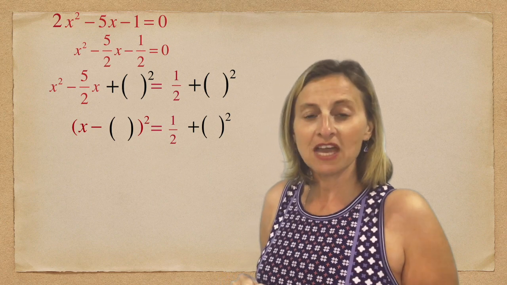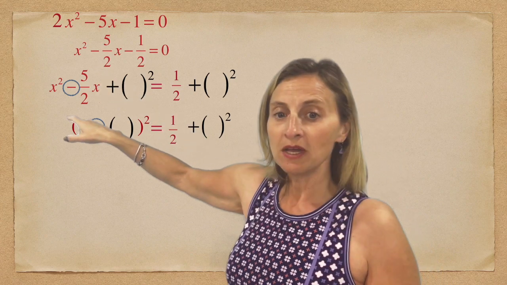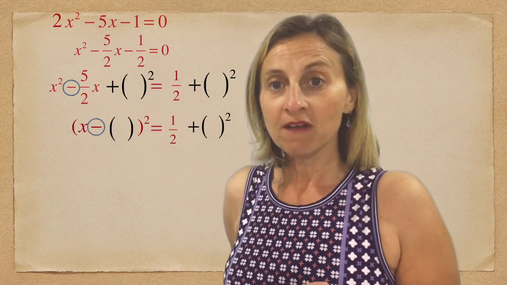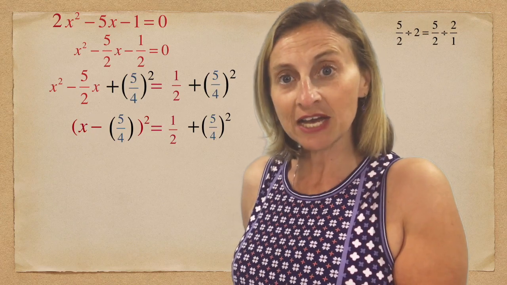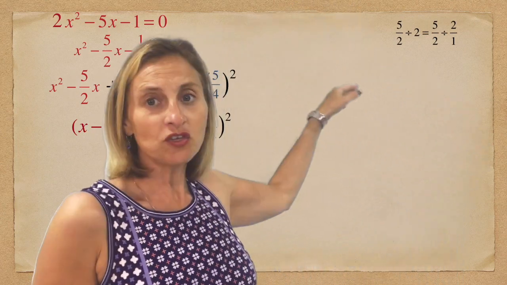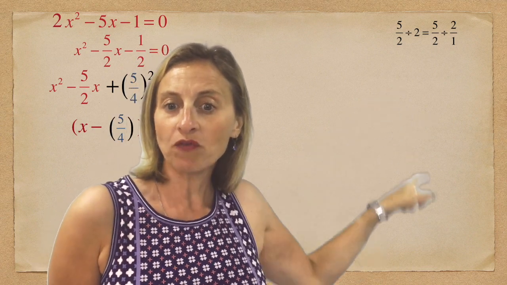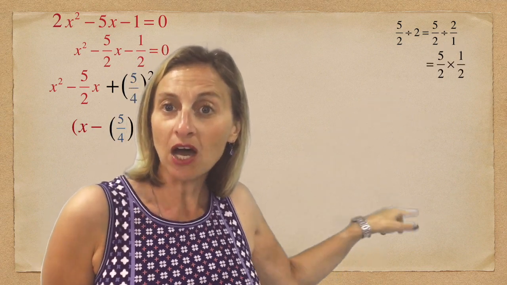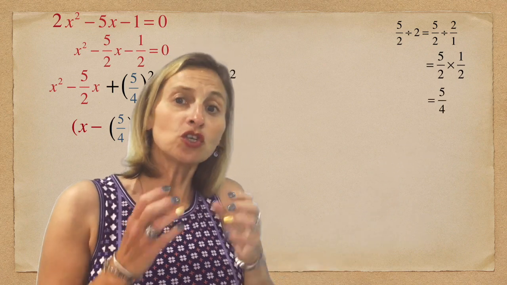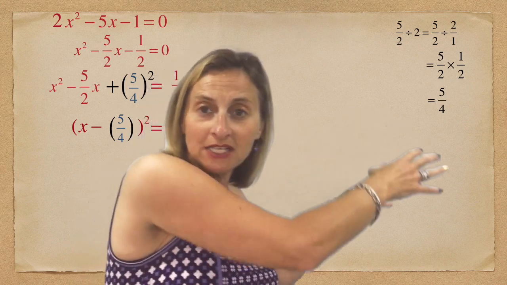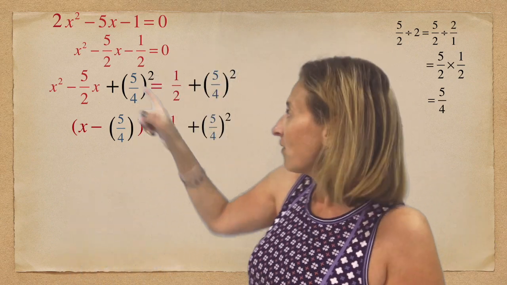Half the number in front of the x squared. So we need to add half of 5 over 2. And half of 5 over 2 is what? 5 over 4. Good if you can figure it out. If not, do it on your calculator. Or 5 over 2 divided by 2 is the same as 5 over 2 divided by 2 over 1, which is 5 over 2 times by 1 over 2, which is 5 over 4. So you can choose. You can either do it in your head or write it down on the side, or you can just use your calculator. Either way, we know we're adding 5 over 4.